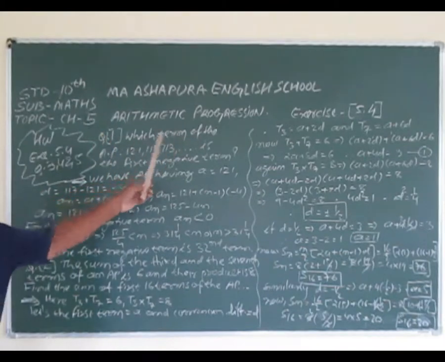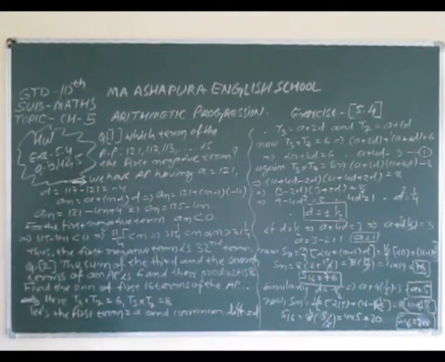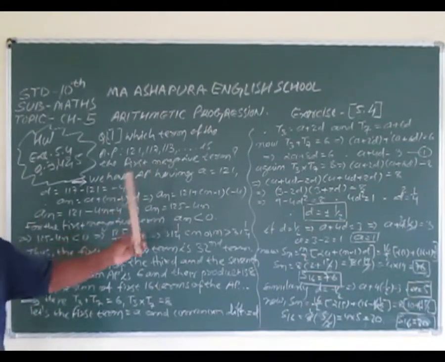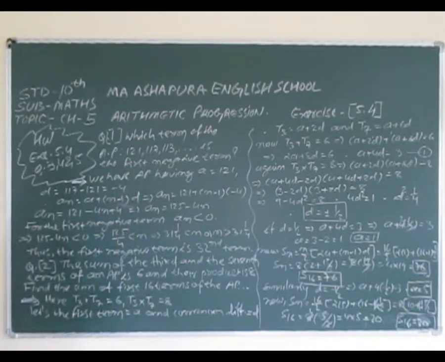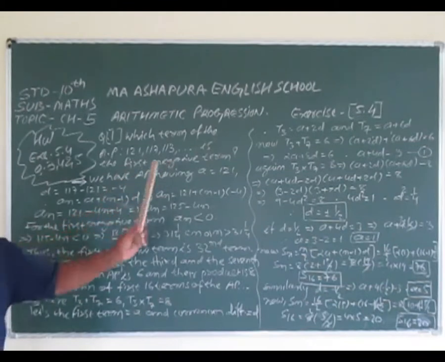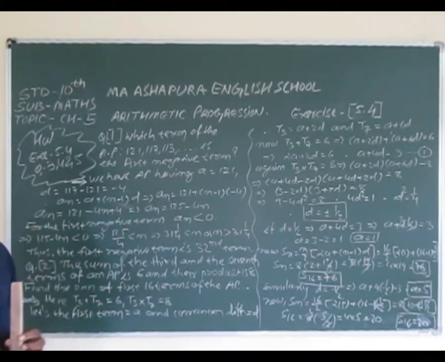Which term of the arithmetic progression 121, 117, 113, etc. is the first negative term? क्वेश्चन ये कह रहा है कि यहाँ पर अरिथमेटिक प्रोग्रेशन हमें दी गई है 121, 117, 113 डैश डैश डैश। इस अरिथमेटिक प्रोग्रेशन को लेकर हमें फाइंड आउट करना है Which is the first negative term? इसकी पहली नेगेटिव टर्म्स कौन सी होगी?